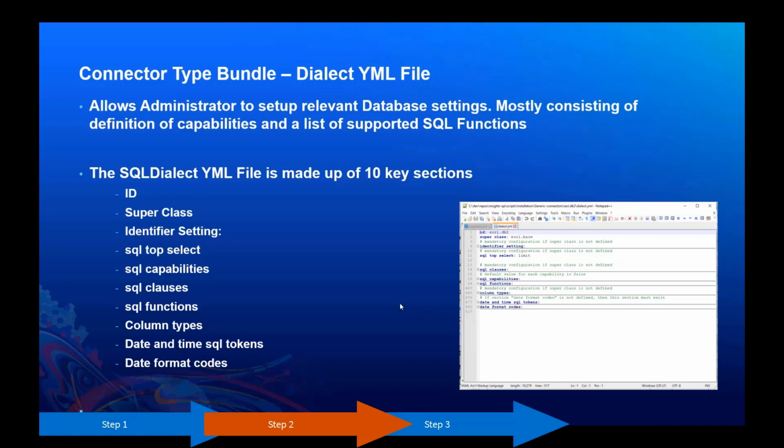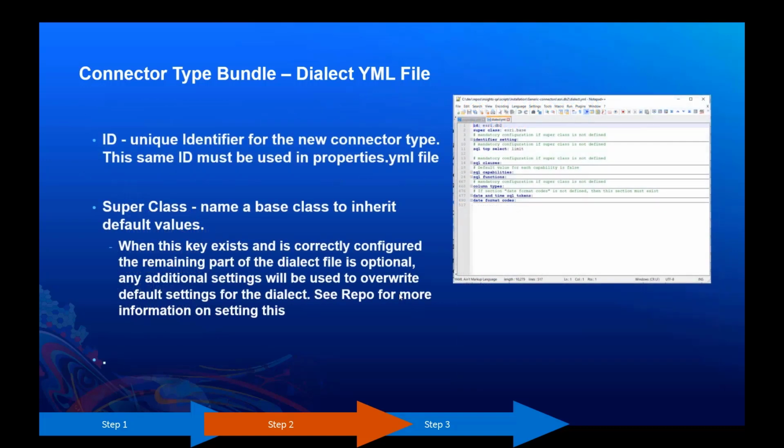So the first part, similar to the properties file, is the ID. This is the unique identifier that we specified in the properties file. So the user should ensure that this is the same ID used in the properties file. The second section is the superclass section. This allows us to inherit from this Esri base YAML configuration. So all the default configurations will be used if this line is included.